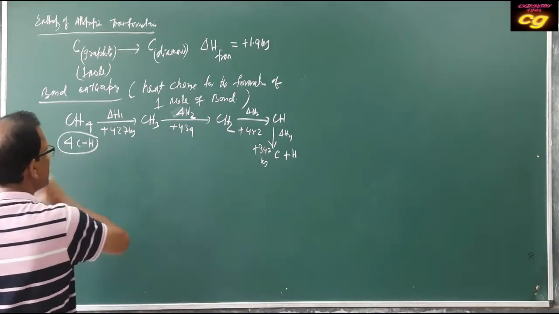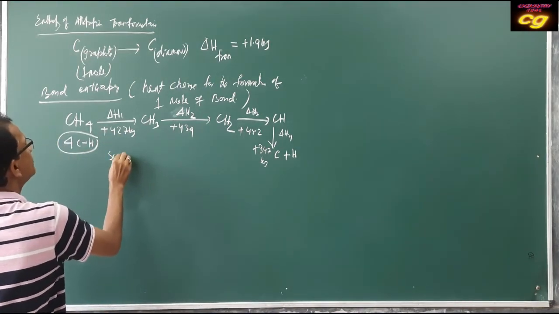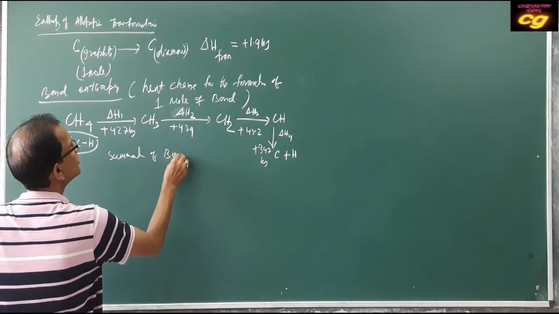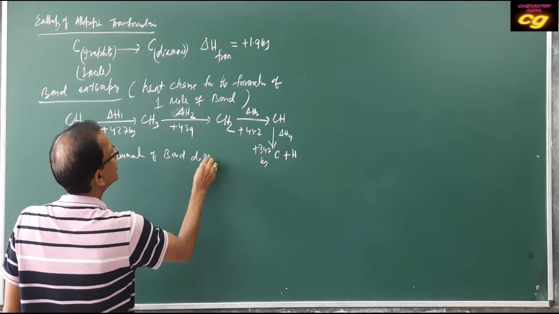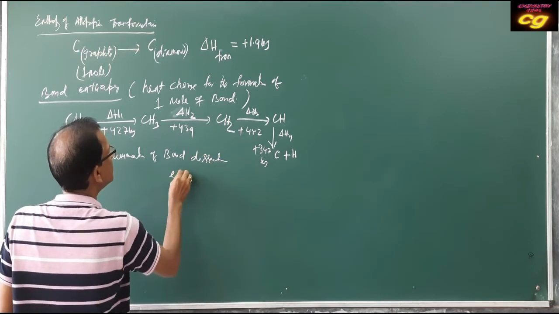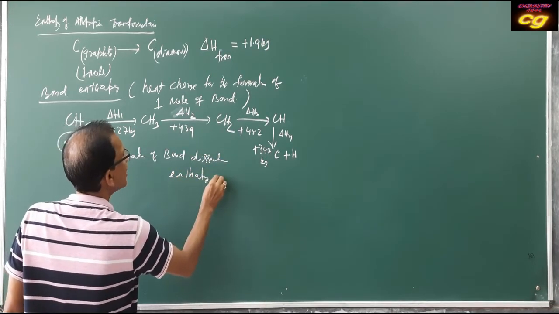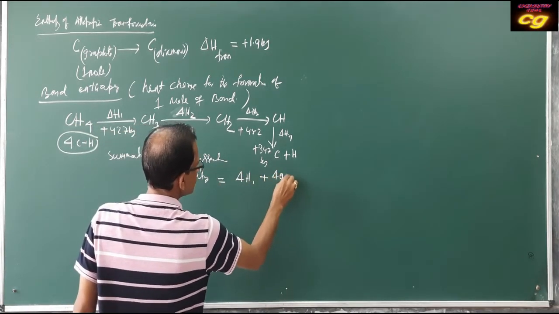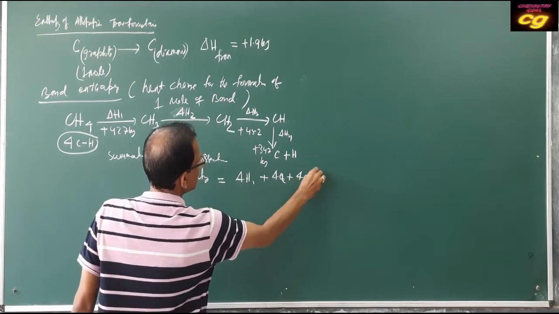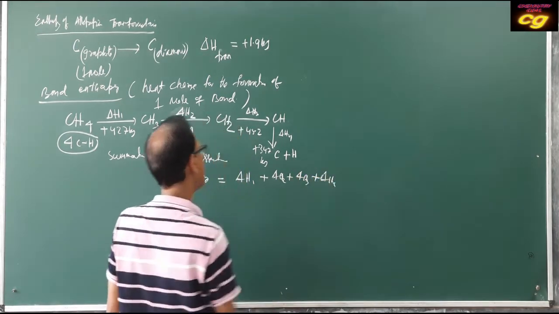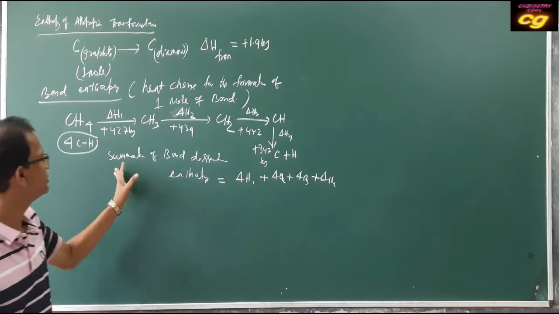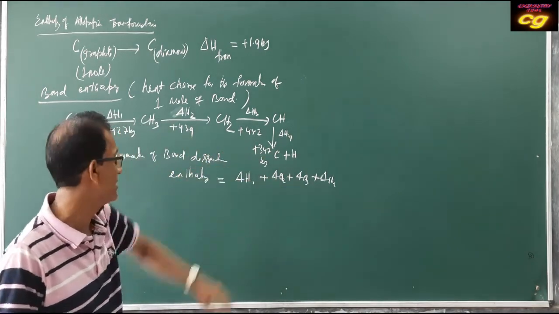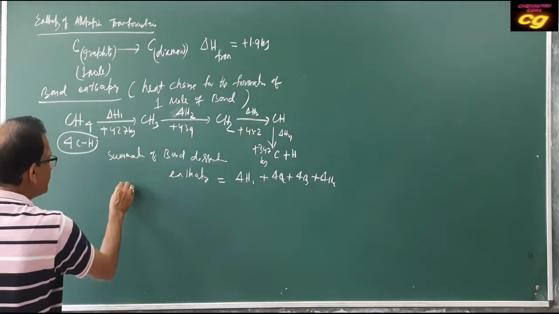So what is the summation of bond dissociation enthalpy? Delta H1, delta H2, delta H3, delta H4. This is for methane. For the methane molecule, this is the summation of bond dissociation enthalpy to break the first CH, second CH, like this. But what is the bond enthalpy?